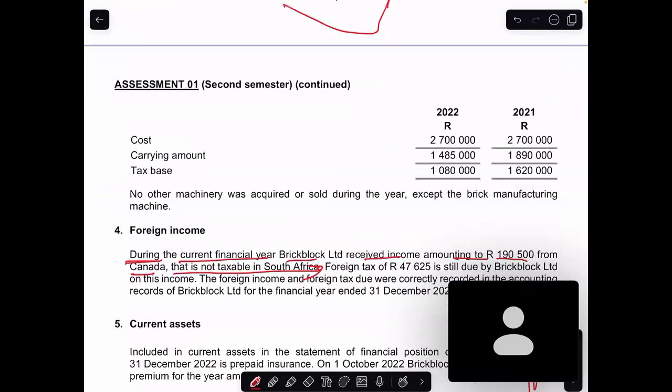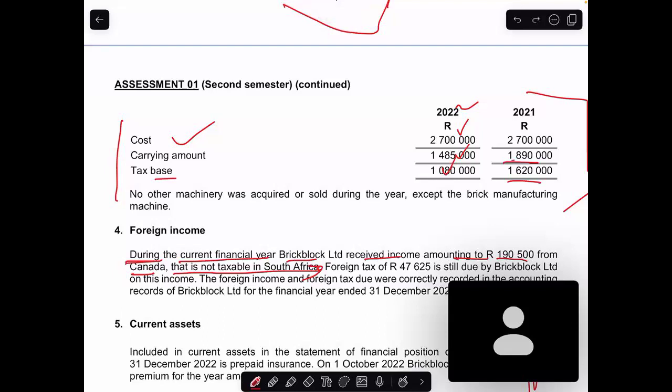Right? We are given the assets here. Cost in 2022, 2,700,000. Carrying amount is given. Tax base is given. 2021, we are given again the carrying amount and the tax base. What do we want? We want the carrying amount and tax base. So we just take the amounts given. No need to adjust them. They are already calculated for us. But it's not always the case. Sometimes you need to calculate them. Is it clear?